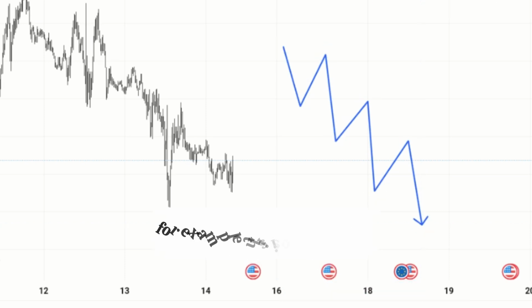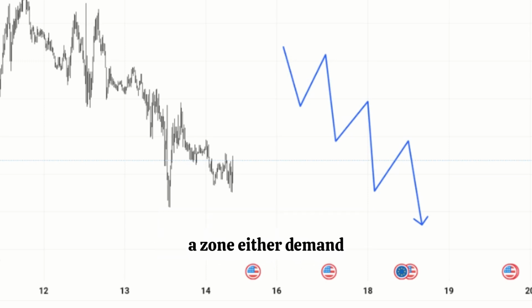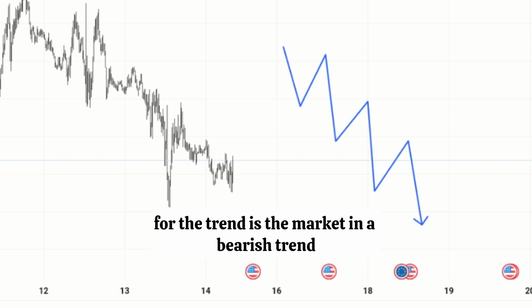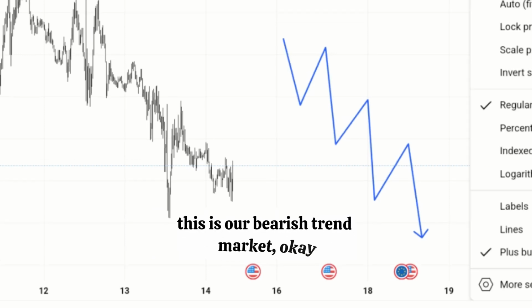So for example, this is our market. We shall consider two things before looking for a zone, either demand or supply. The first thing we have to look for is the trend. Is the market in a bearish trend? Now, for example, this is our bearish trend market.